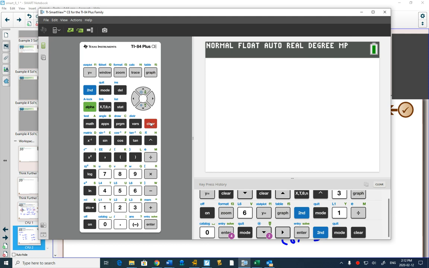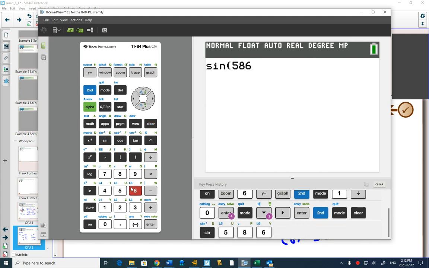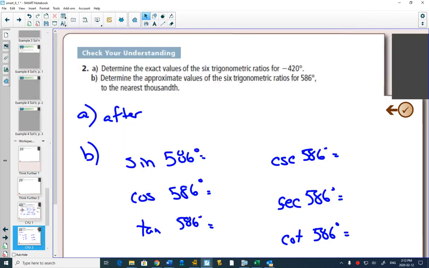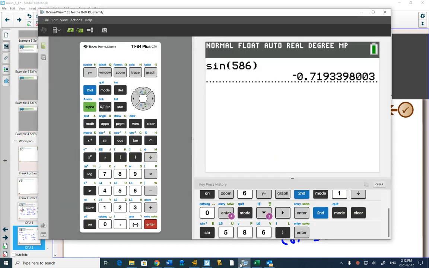And the first one we want to figure out is, what is sine of 586 degrees? Type it into our calculator, push enter, negative 0.719. And it says to the nearest thousandth, we're approximating. Have you seen these approximation signs, sort of squiggly? It is negative 0.719 to 3 decimal places.